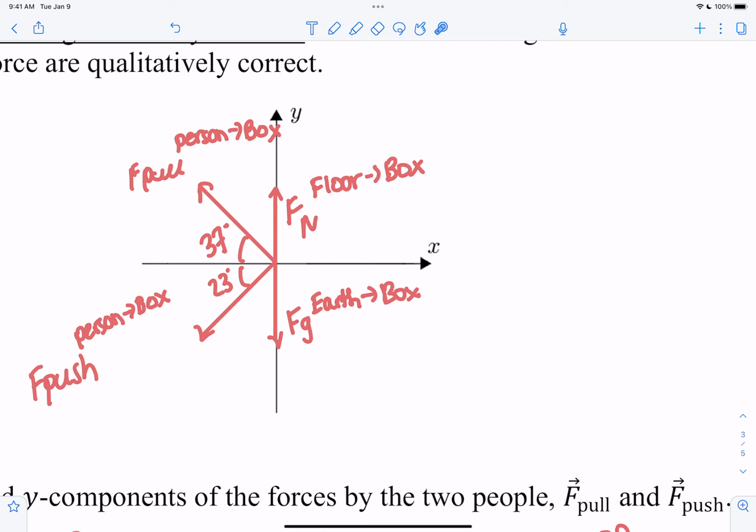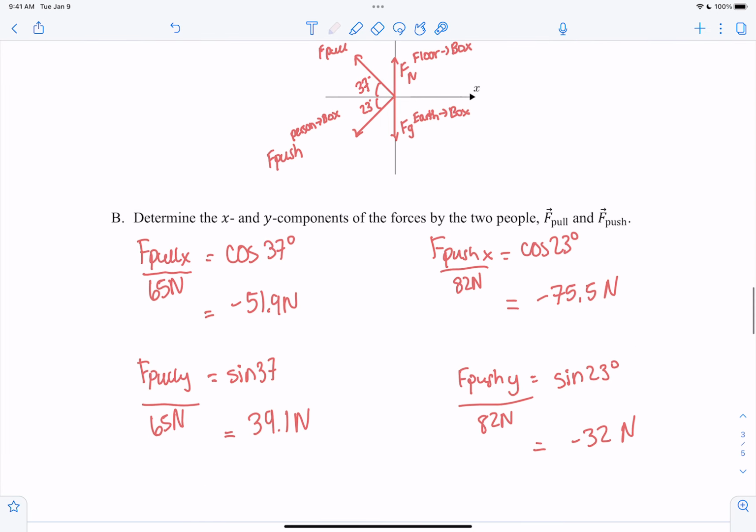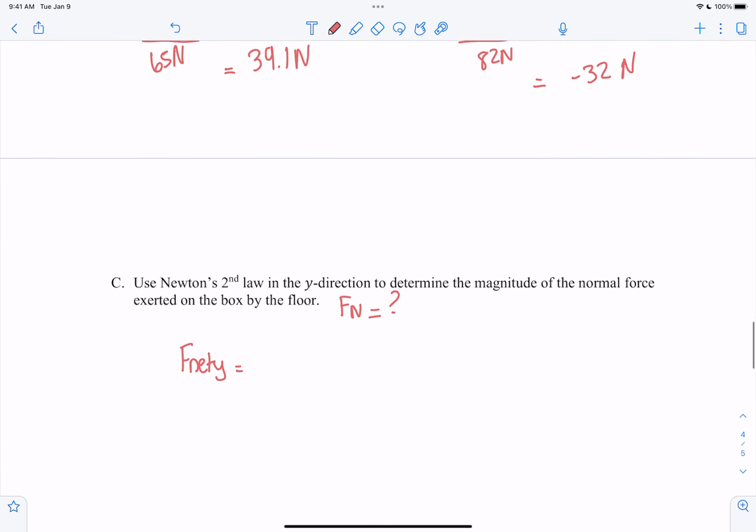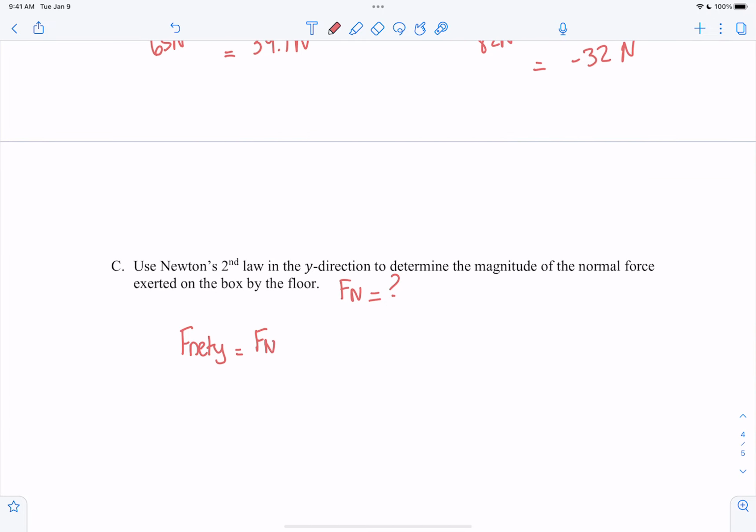All of the forces have a y component: Fn, Fg, F pull y, and F push y, right? So we have Fn positive, we have F pull y, and then we have minus Fg and minus F push y, right?